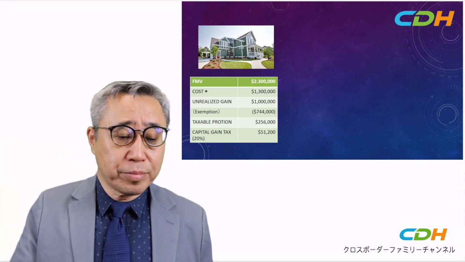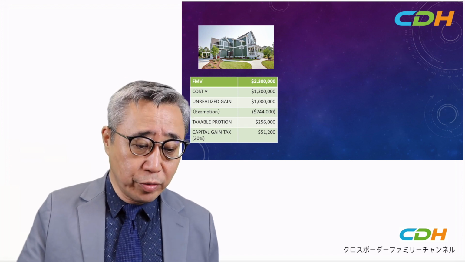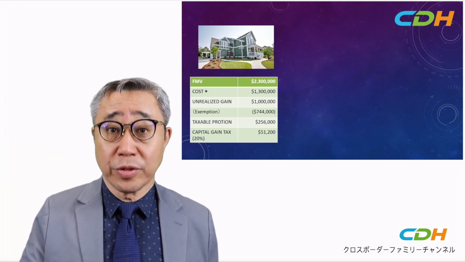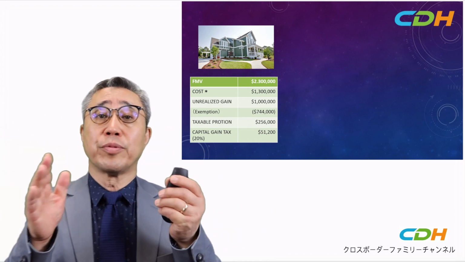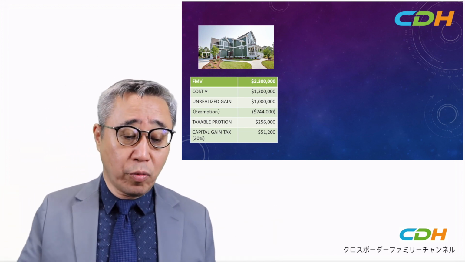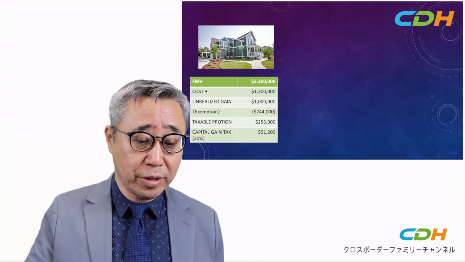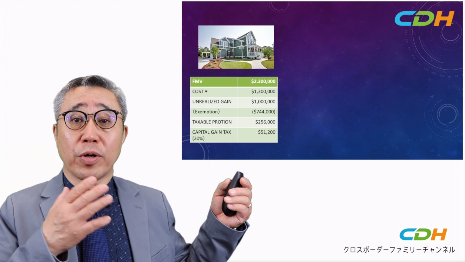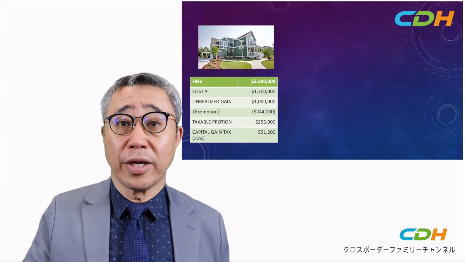Let's say when you give up your green card, fair market value of the house is $2.3 million. Your cost was $1.3 million. So your unrealized gain, because you haven't sold your house, is $1 million. Exemption is $744,000. Let's assume that this capital asset is the only one. Okay, so $1 million minus $744,000, taxable portion is $256,000. And depending on the capital gain tax rates, for simplicity, I use 20%. $51,200 is your exit tax.